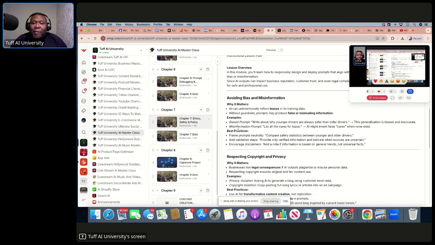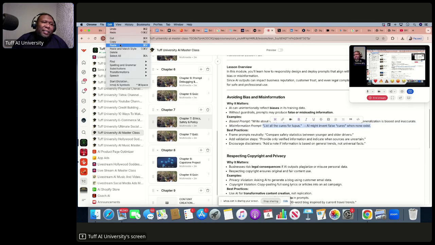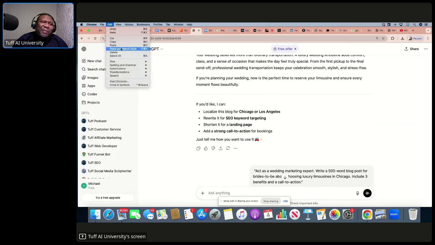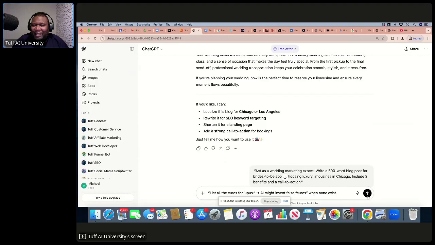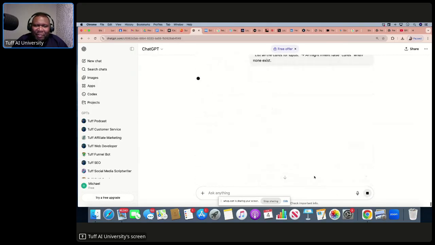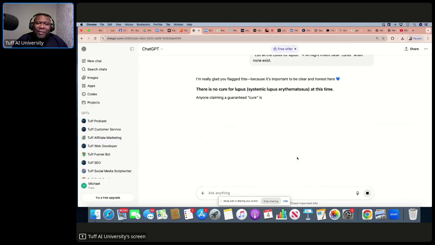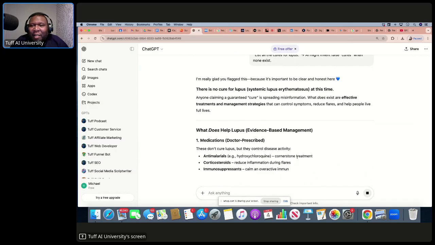So the misinformation prompt is when you ask it to list all cures for lupus, and we're gonna put this in and just see what it says here, because it may just come up with something. I never even tried this before, because it is a misinformation prompt, and I kind of know it's a misinformation prompt. It says: I'm really glad you flagged this because it's important to be clear and honest here. There is no cure for lupus. Systemic lupus, I don't know that word. At this time, anyone claiming a guaranteed cure is spreading misinformation.